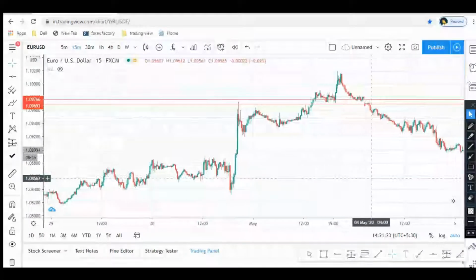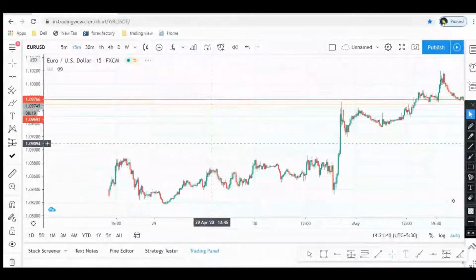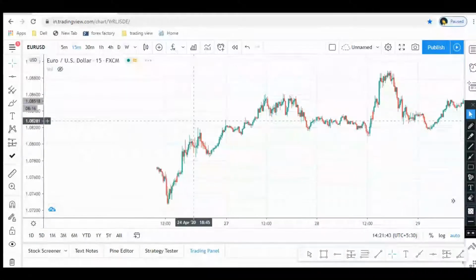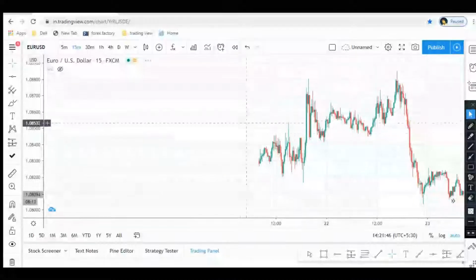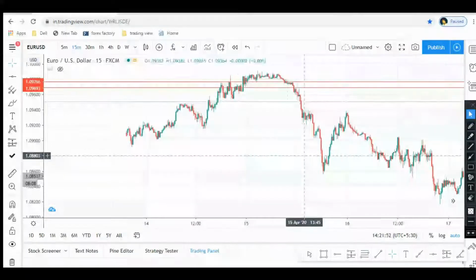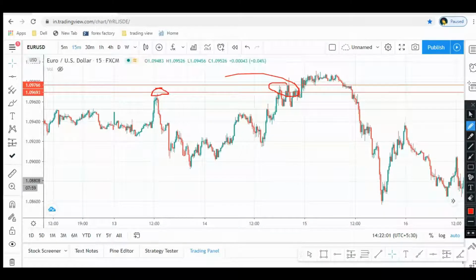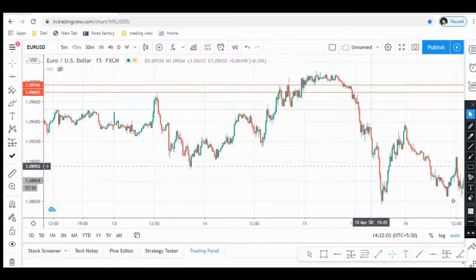As I can see, this particular area acted as a support, resistance also, and support also, which broke out and acted as a resistance also. Let's go back and see how strong this is. As you can see, the same area price acted as a resistance, the same area price acted as a resistance. This is what I'm talking about.